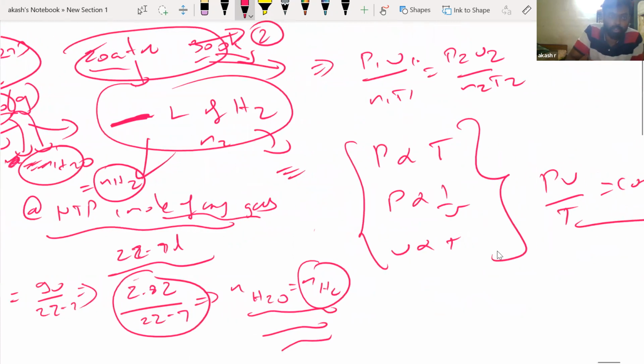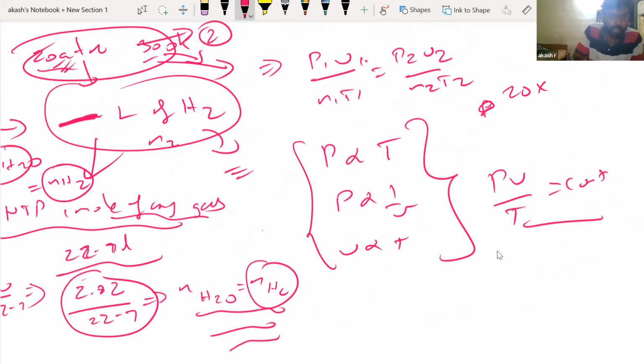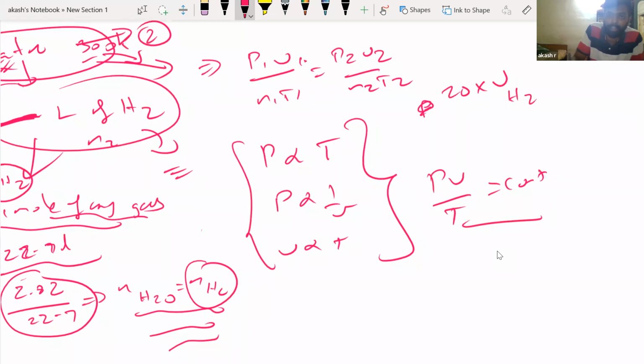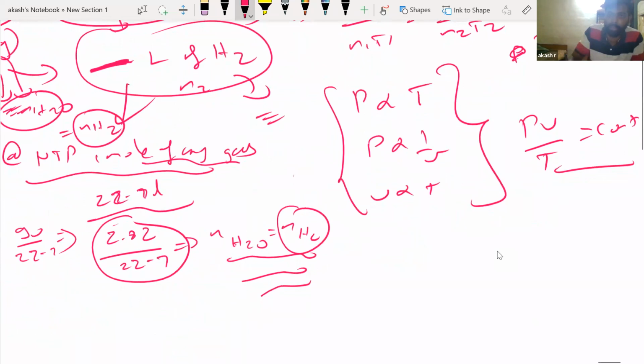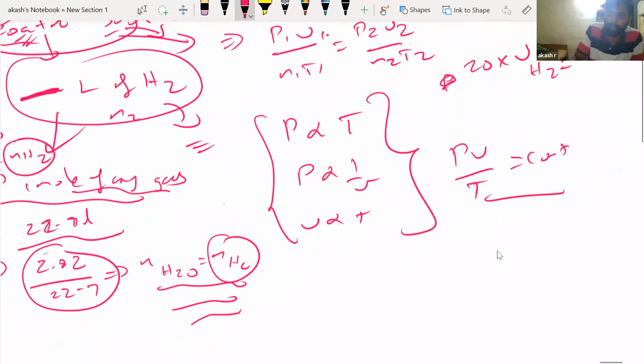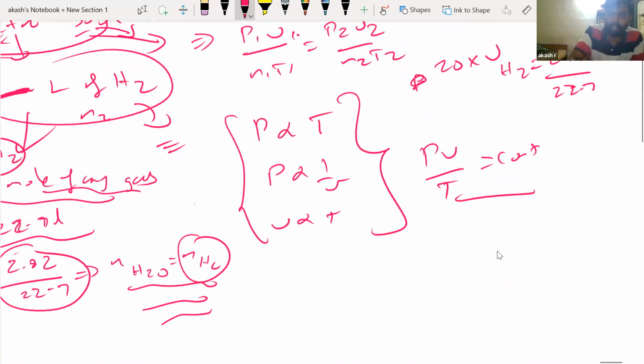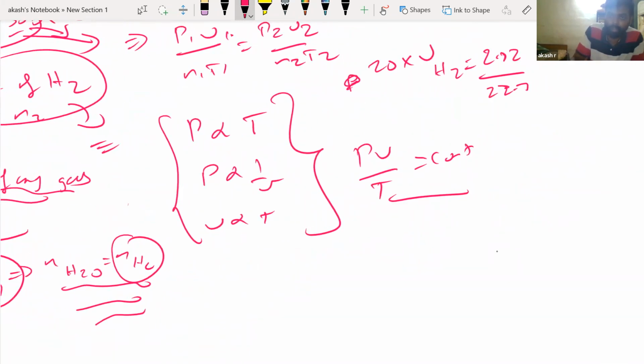Now you can use these pressures. That is 20 into the volume. Volume of H2 is what we have to find, which is equal to the number of moles, 2.82 divided by 22.7, into n. This is nR, and the R value should be 0.0821, into temperature. Temperature is 27 degrees Celsius, that is 300 Kelvin. So guys, quickly calculate this in the calculator and tell me what volume of H2 we are getting.